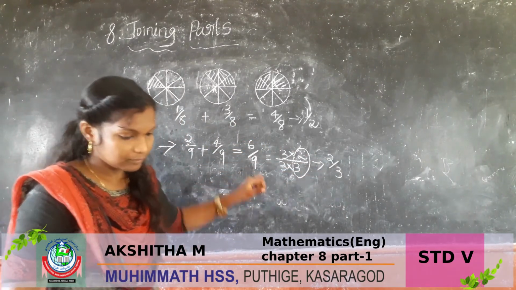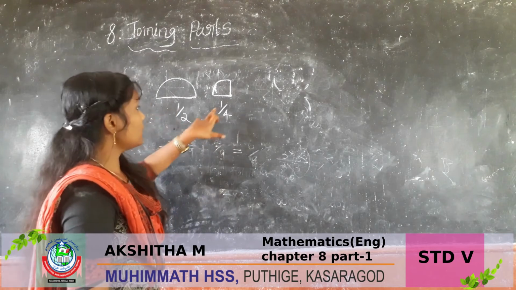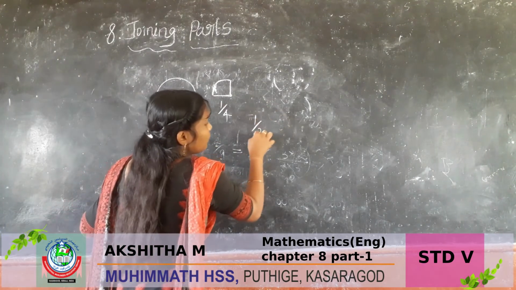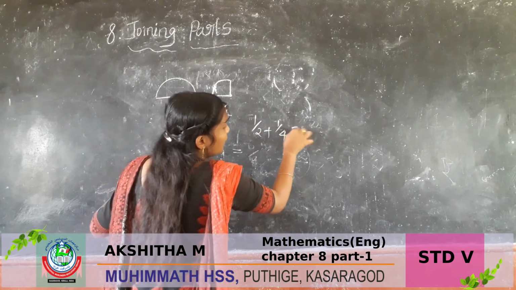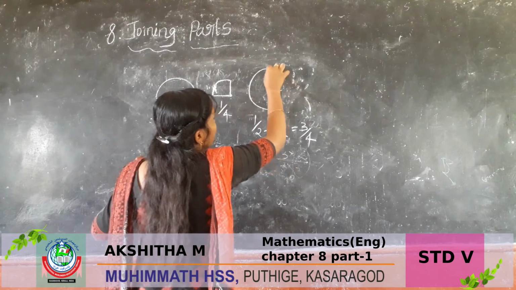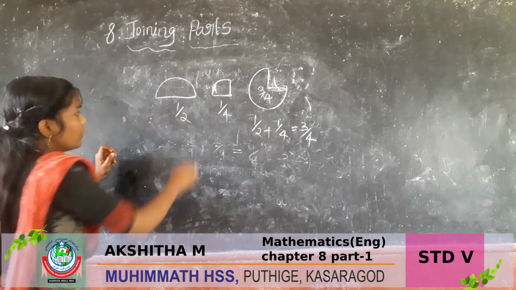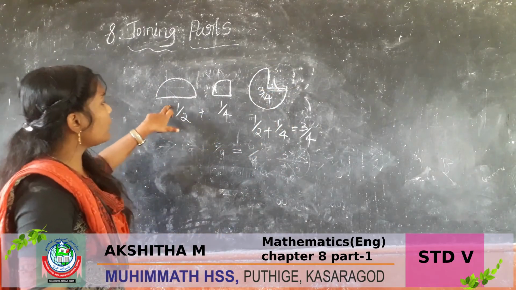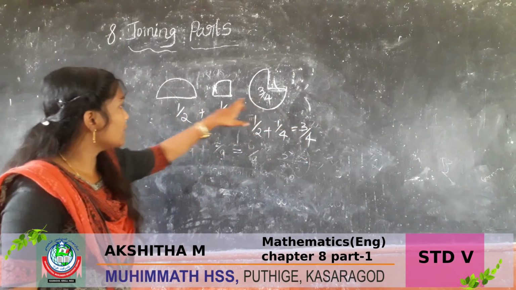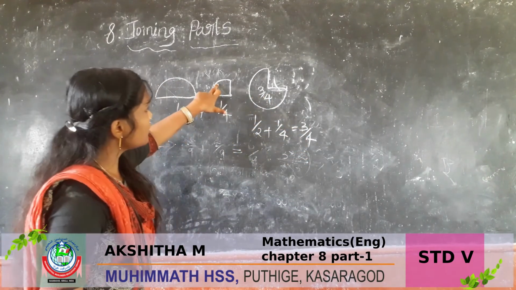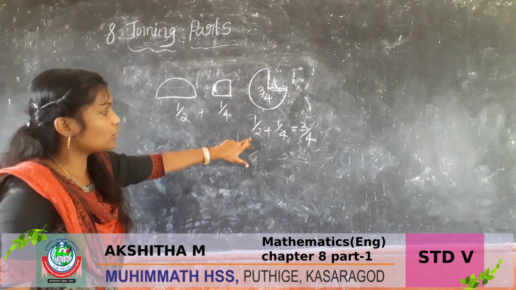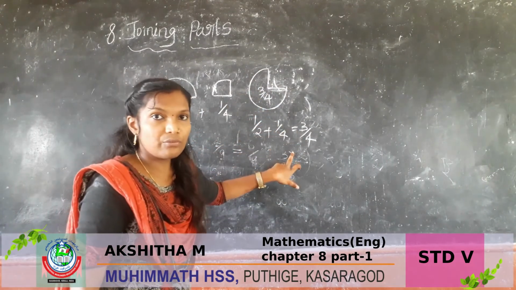Is it clear? When we join 1 by 2 plus 1 by 4, we will get 3 by 4. When we join half and quarter, we will get 3 by 4. You can see here half plus quarter is equal to 3 by 4. 1 by 2 plus 1 by 4 is 3 by 4.